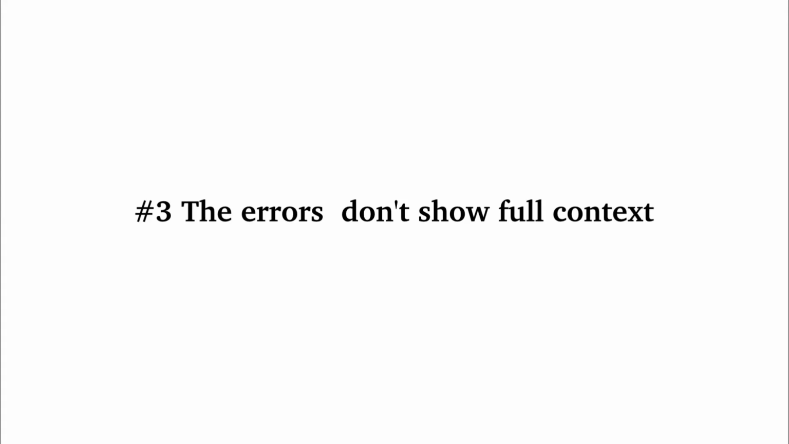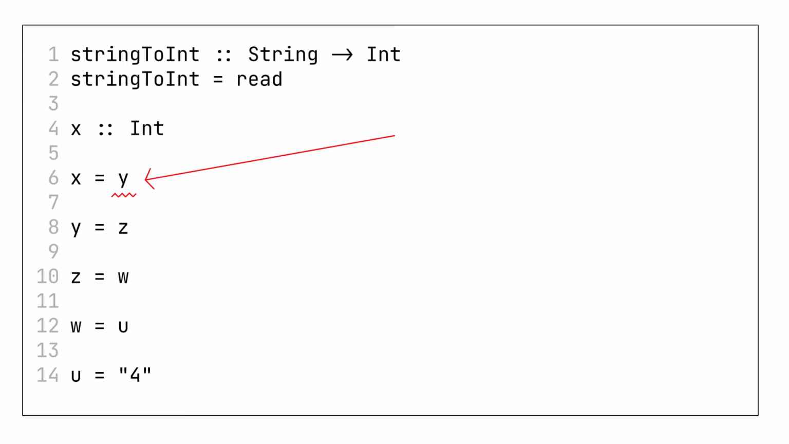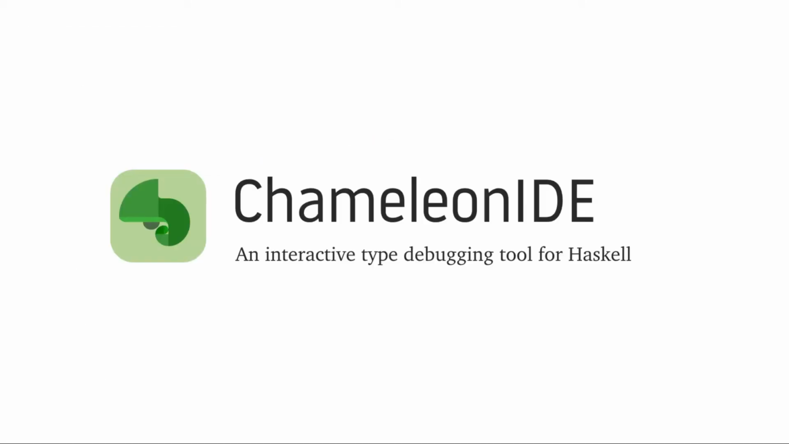The type errors do not provide full context. In this example, many places can cause the type error, but only a few are blamed. We are a group of people interested in improving type errors using the power of modern graphical user interfaces.